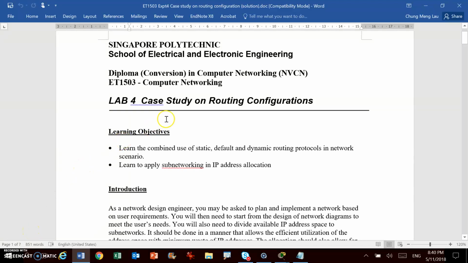Lab 4 on case study on routing configuration. So in this lab, we will learn how to use static route, default route, and dynamic routing protocol.